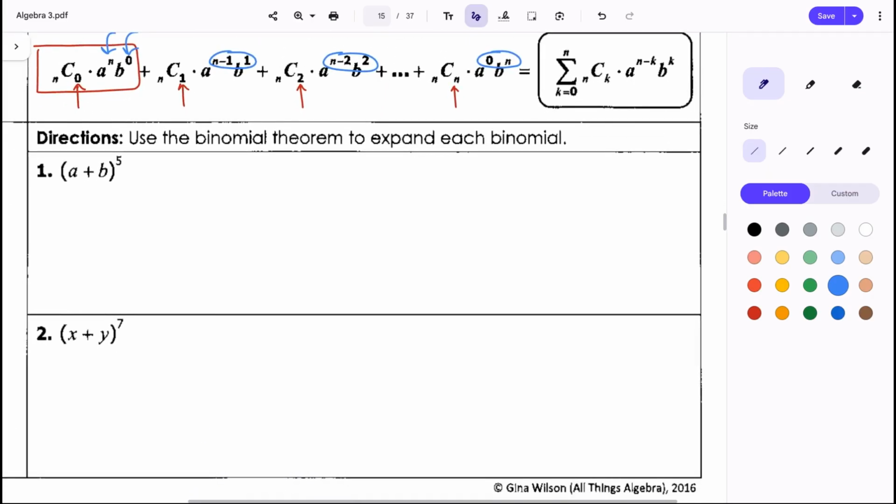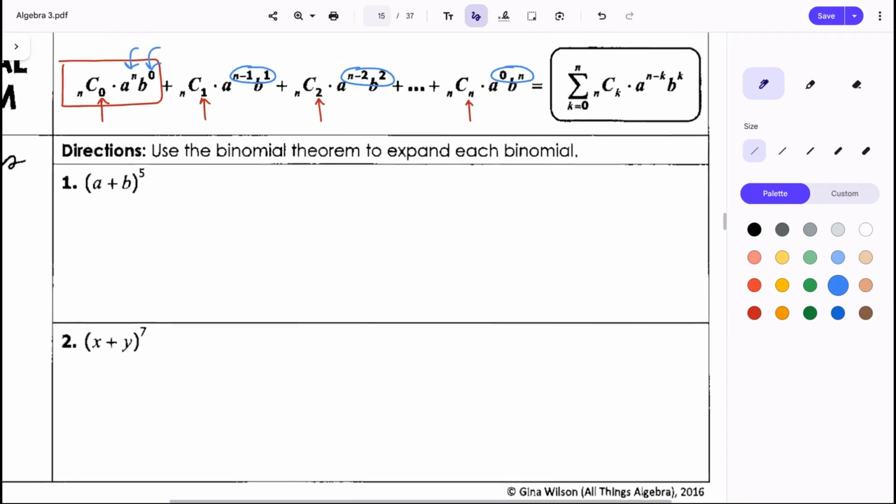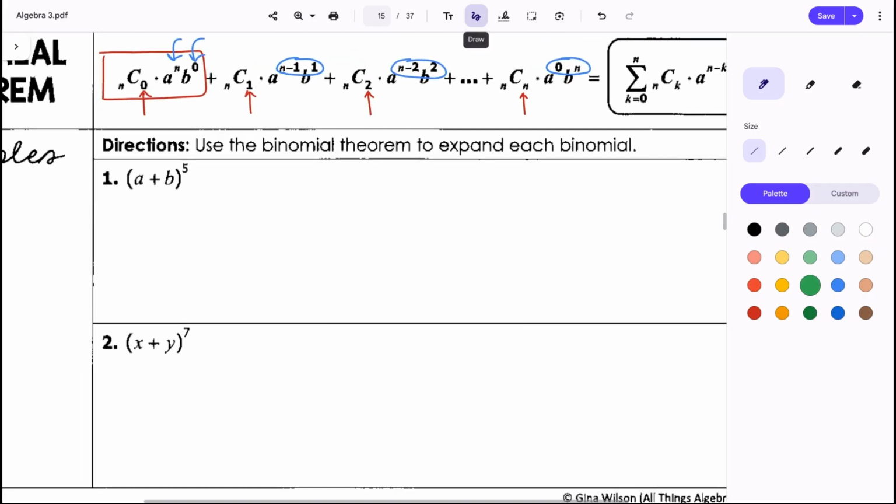So for example, it says a plus b, and it's raised to the 5th power for this first one. So what I do first is I look at that exponent. The exponent is a 5. That means I'm going to need row 5, which we wrote out up above. What were the numbers that we wrote out for row 5? 1, 5, 10, 10, 5.